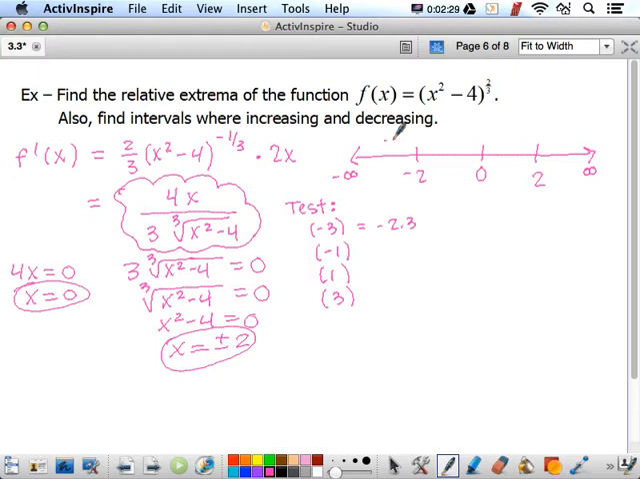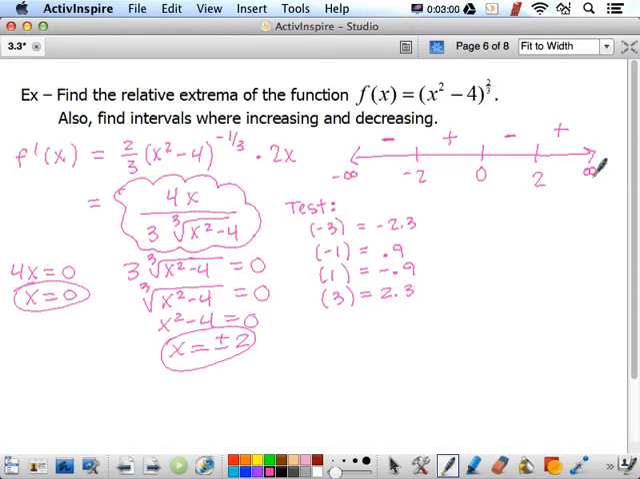So it is decreasing from here to here. When I substituted in -1, I got +0.9. So it is increasing between -2 and 0. When I substituted +1 in, I got -0.9. So it is decreasing again from 0 to 2. And then when we substitute +3 in, we get +2.3. So it is increasing again from 2 to infinity. So far, so good?